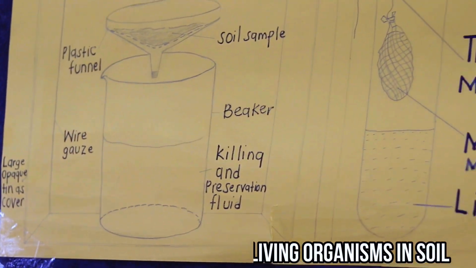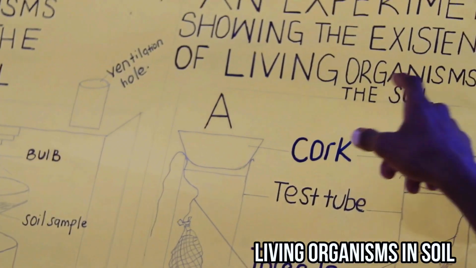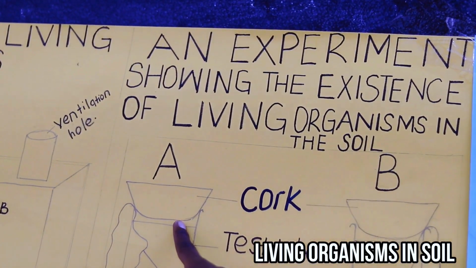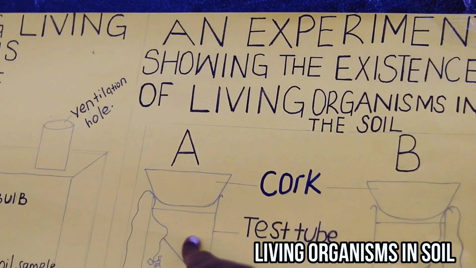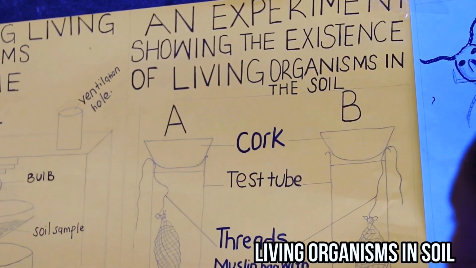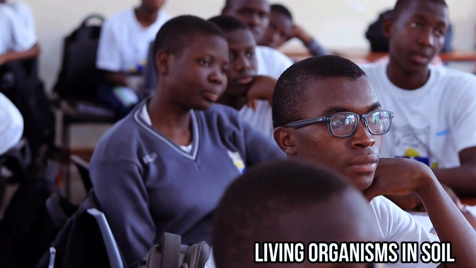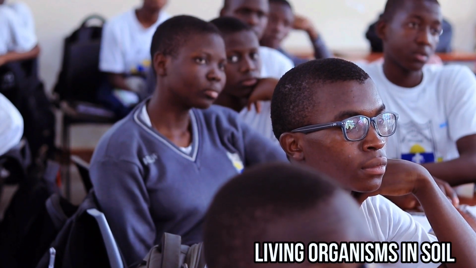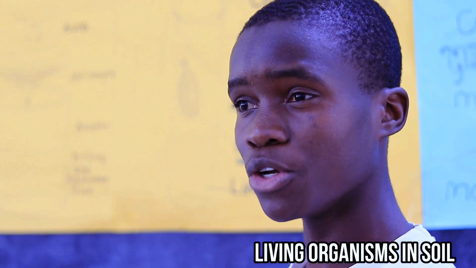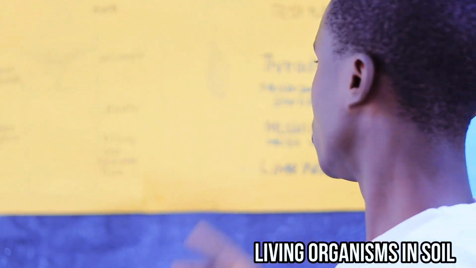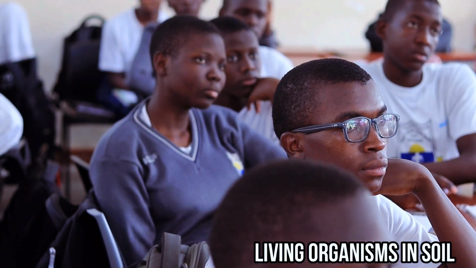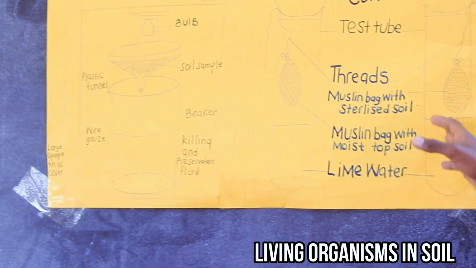Then here I'm going to explain also the experiment showing the existence of living organisms in soil. And here we have the first test tube, which is named A, and the second test tube, which is named B. Some of the requirements for you in order to carry out an experiment like this, you need 2 cokes, you need lime water, you need the 2 test tubes, you need muslin bags, and you need also plates.